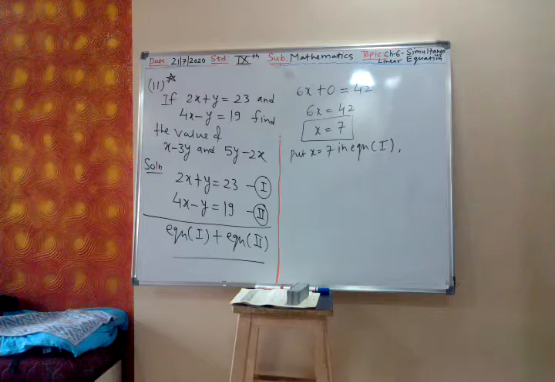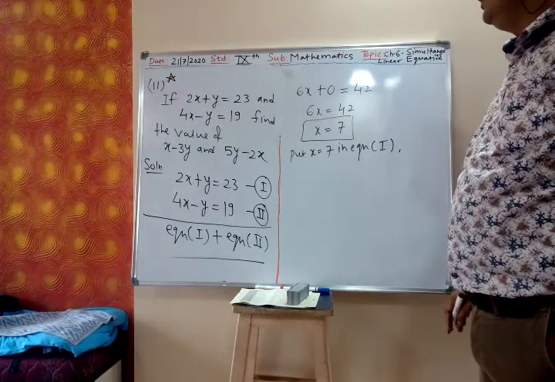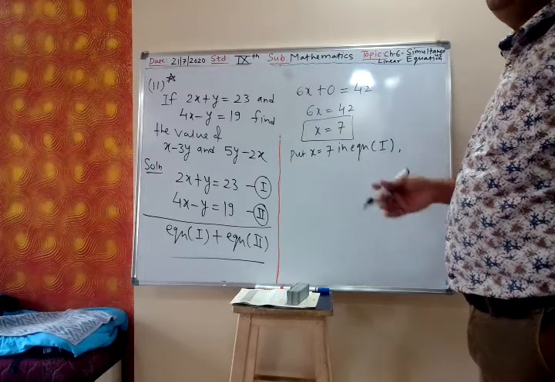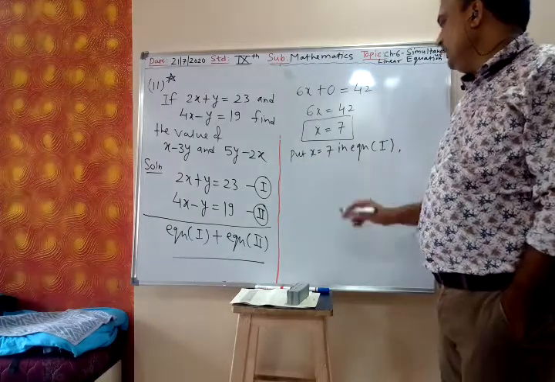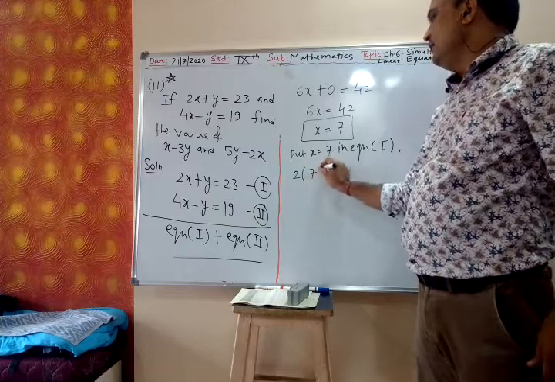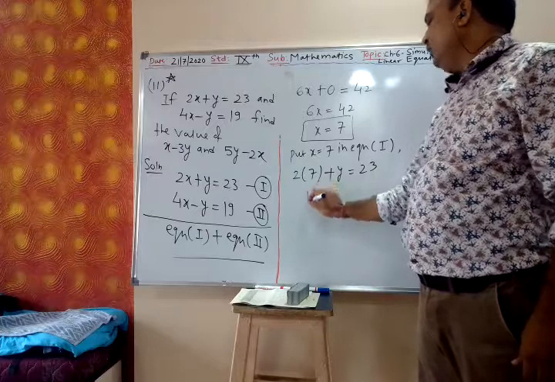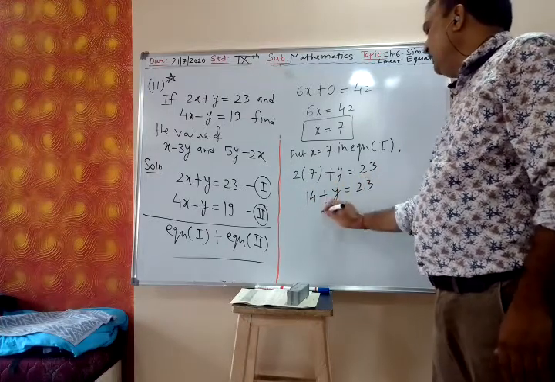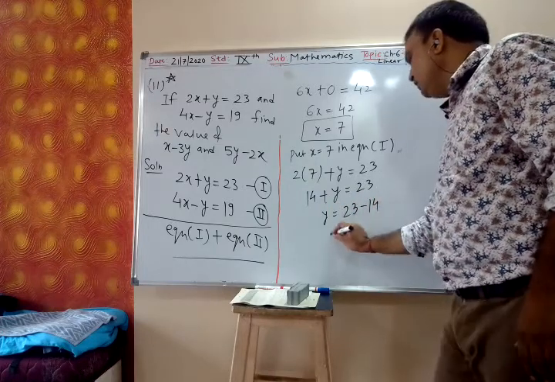Put x is equal to 7 in equation 1. So 2 into 7 plus y is 23. So 14 plus y is 23. So y is 23 minus 14. So y is equal to 9.